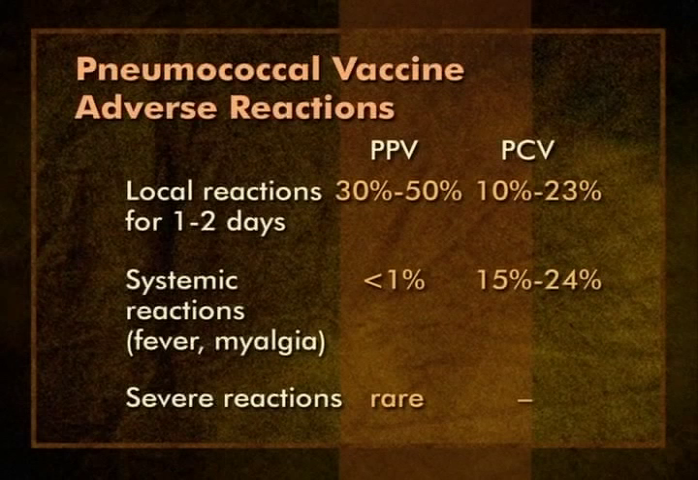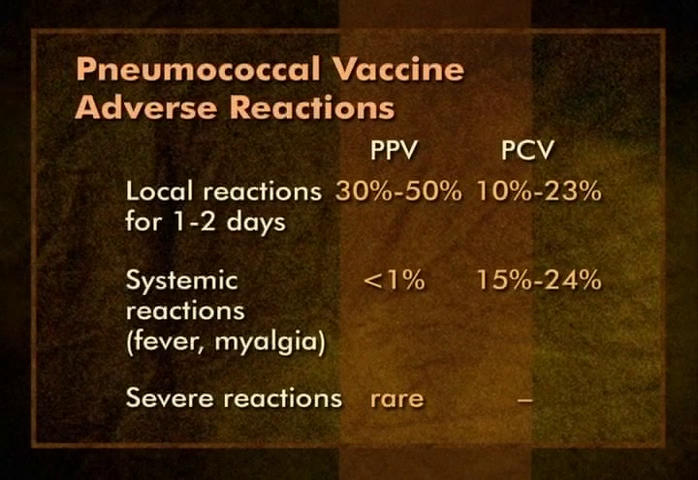In the clinical trials, local reactions such as redness, swelling, or tenderness were reported in 10 to 23% of recipients of PCV, depending on the dose. In 3 to 4%, pain was severe enough to interfere with limb movement. Systemic reactions such as fever and myalgia are uncommon in PPV recipients, being reported in fewer than 1% of recipients.